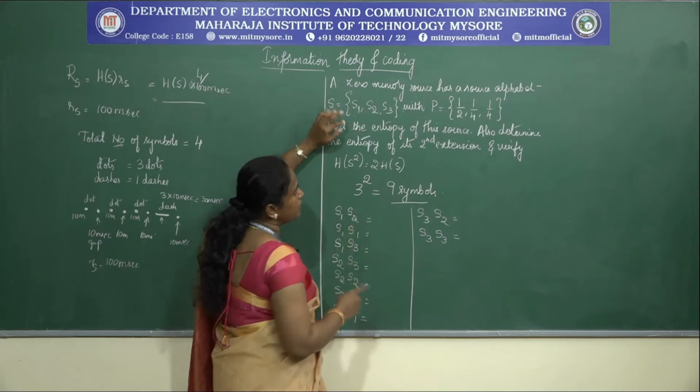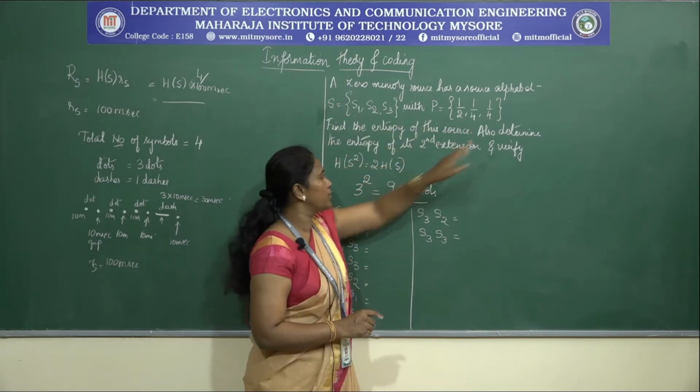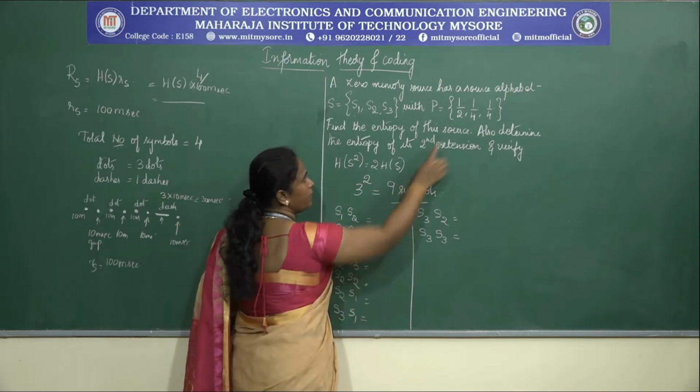For S1 and S2, we need to consider the probability of S1 and S2, which is 1 by 2 into 1 by 4.